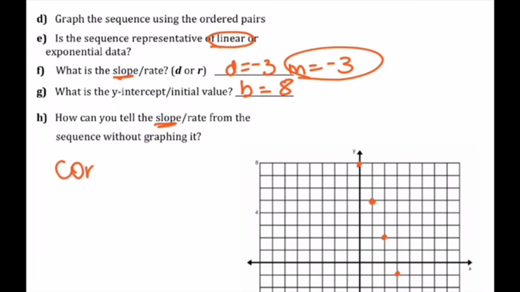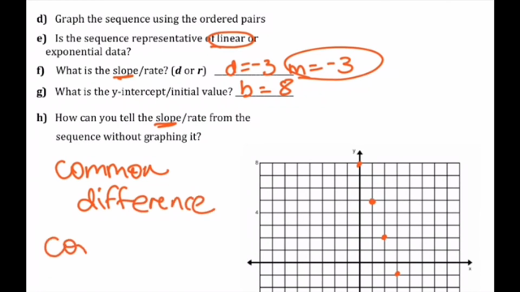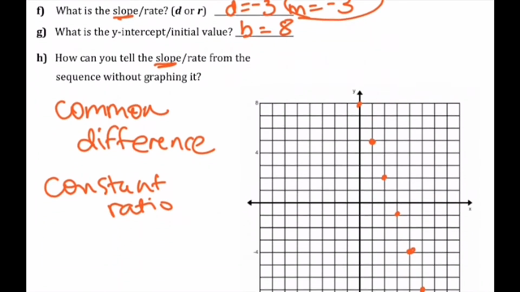Yeah, the common difference, which is actually what we're doing when we do that, we're finding the change in the y's. But the common difference for a linear, or the constant ratio, is actually going to give us our slope or our rate, depending on which one we're talking about. Okay, so once you've determined that, we've got the slope. Okay, let's go to the next question.